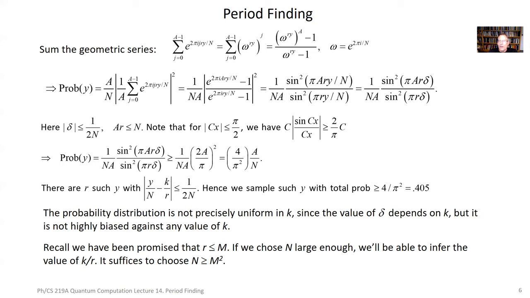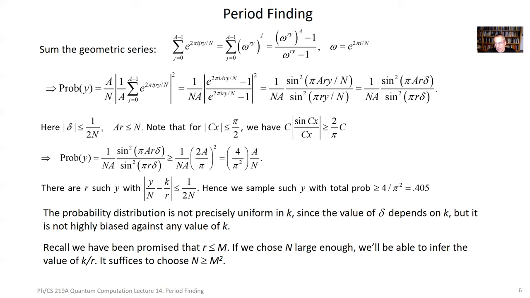Now remember, we have a promise in the formulation of the period finding problem. We know that r can't be larger than m. So now what we want to do is choose n large enough so that we'll be able to infer a unique value of k over r, which we don't a priori know, from what we do know, which is n and y, the outcome of our measurement. And I claim that choosing n to be at least as large as m squared will be good enough to do the job. If we choose n that large, then whenever we obtain an outcome such that y over n is within distance 1 over 2n of some integer over r, we'll be able to find that rational number k over r precisely from the known value of y and n.